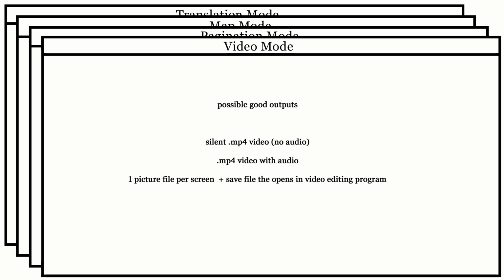Alright, if it's not too hard to make a program that outputs a silent MP4 video, great. Have Autoglosser output a silent MP4 and have the user pair that up with the audio track in a video editing program. Or if it's not too hard to make a program that also takes the audio file and outputs a MP4 with video and audio, even better. If those aren't viable, other options include having the program output all the screens, one picture file each, not 1,000, and output a save file that opens in any free video editing program.